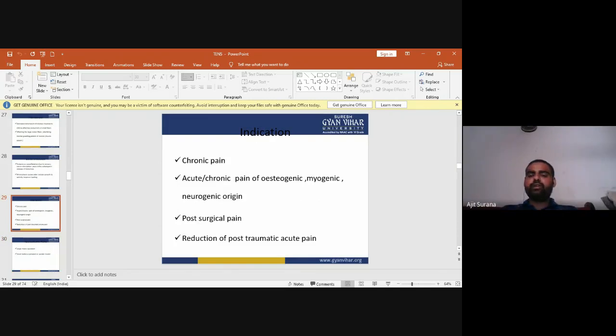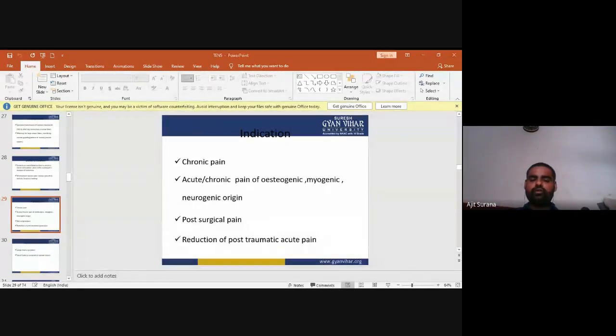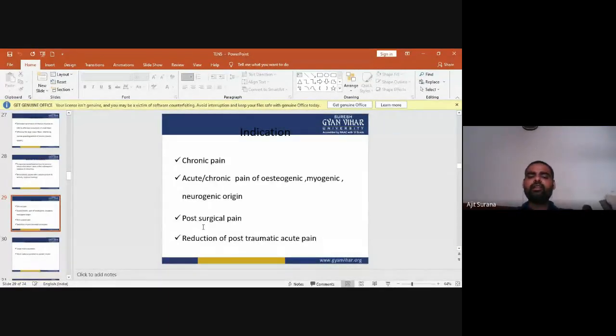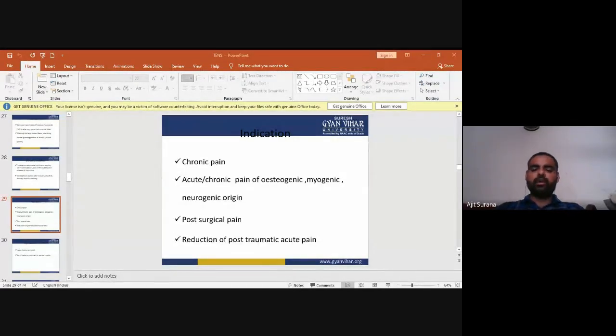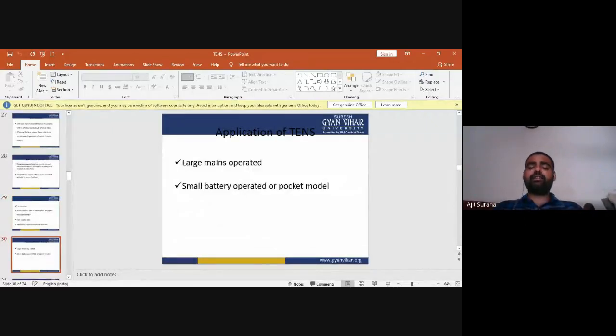Now the indications. They are mainly used in acute and chronic pain of osteogenic, myogenic, neurogenic origins, post-surgical pain, and reduction of post-traumatic acute pain.